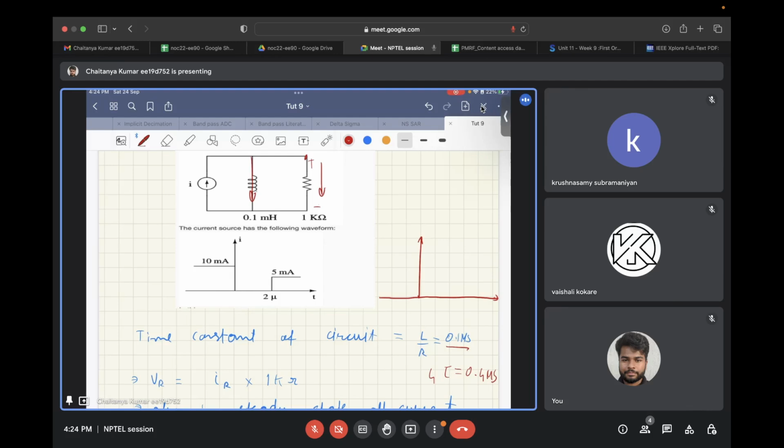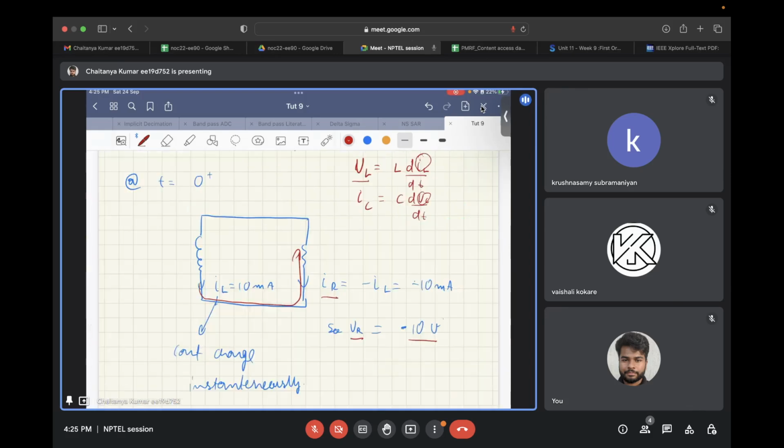On the y-axis we have VR, and on the x-axis we have time. For t less than 0, that is, the left-hand side of the origin, the steady state is reached, so there won't be any current flowing through the resistor, and hence the voltage will be 0. Now at t equal to 0, what we found was that the value of the voltage across the resistance was minus 10 volts.